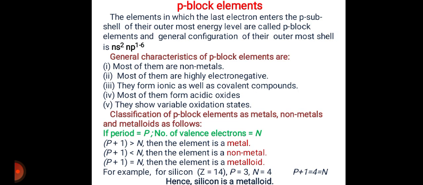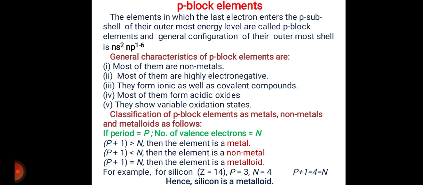And then the p block elements. The elements in which the last electron enters the p subshell of their outermost energy level are called p block elements, and the general electronic configuration is ns2 np1 to 6. So what are the general characteristics of the p block elements? Most of them are non-metals. The s block elements are metals, and p block elements are generally non-metals. Most of them are highly electronegative, and they form ionic as well as covalent compounds. Most of them form acidic oxides. They show variable oxidation states.